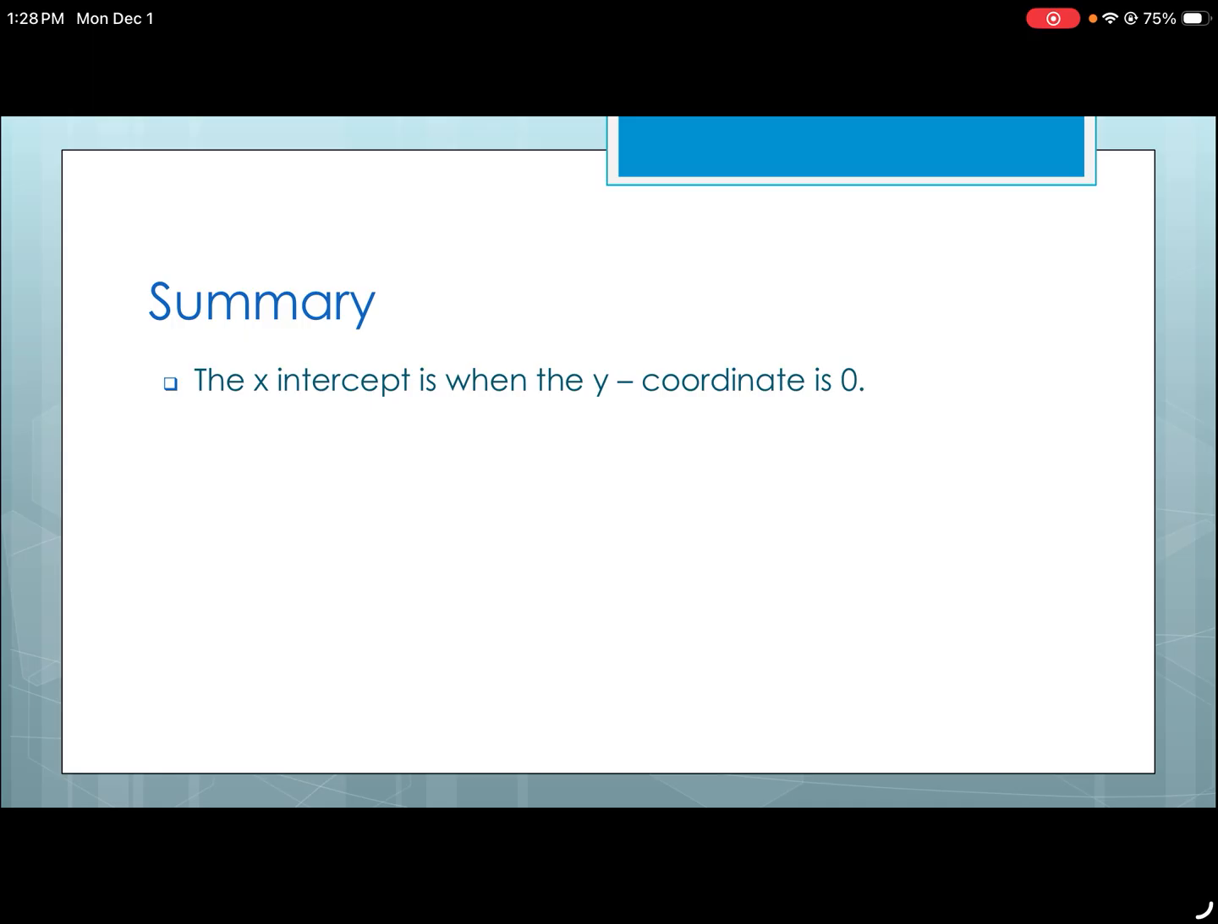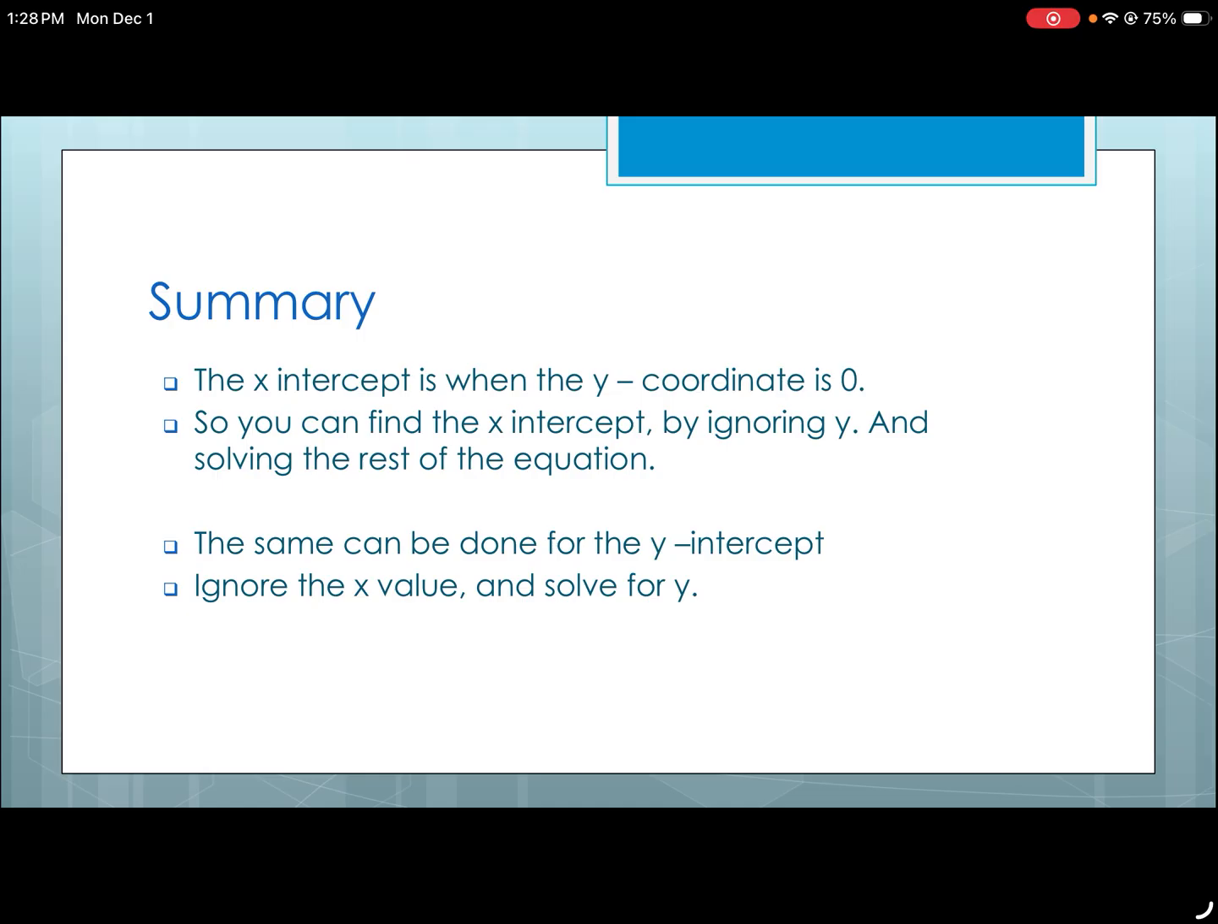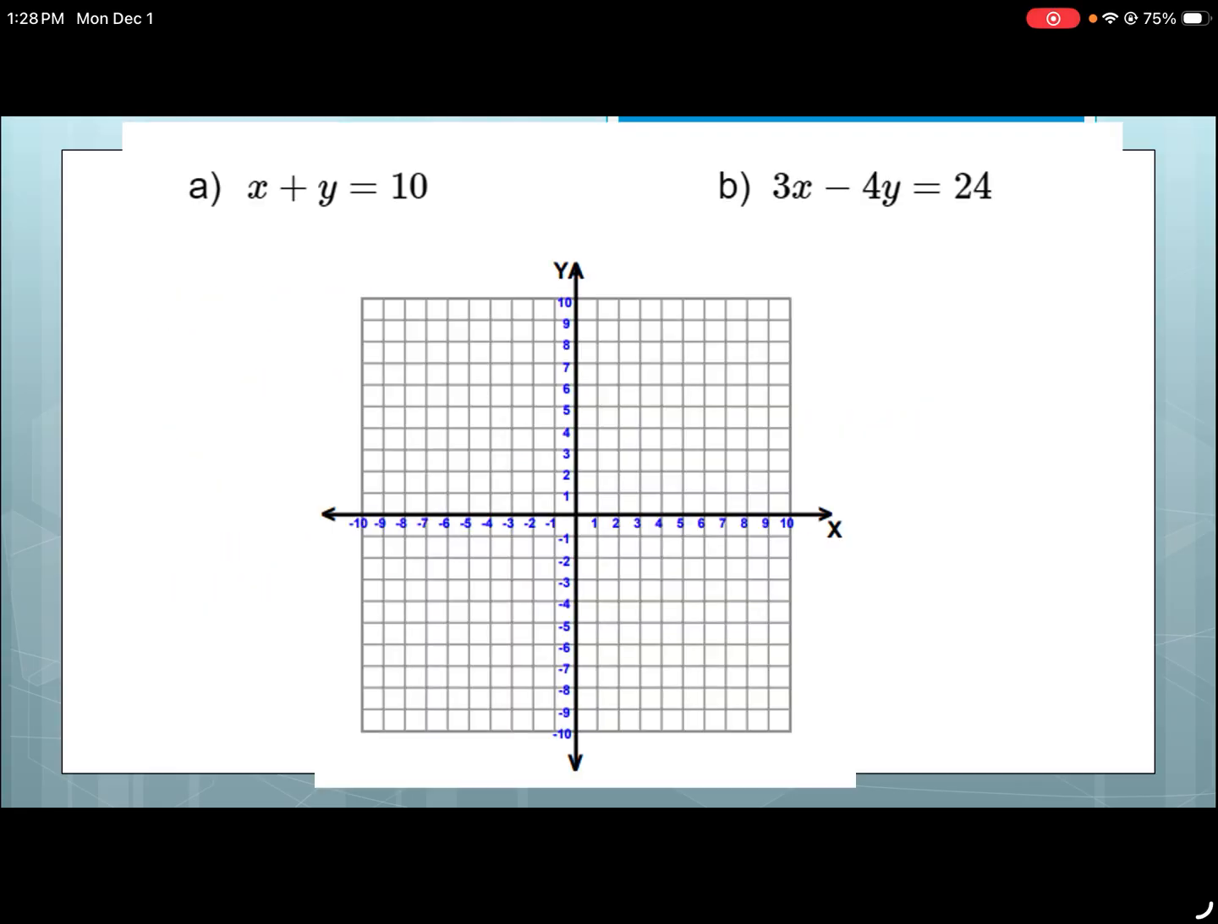So, the x-intercept is when the y coordinate is 0, right? That is what the x-intercept is. What we do then is find the x-intercept by effectively ignoring y and solving the rest of the equation. The same can be done for the y-intercept. You just ignore x and then find out what the y coordinate is, right? These two values, this x coordinate and the y coordinate that you find, can then be used to draw the line. Let's do an example.